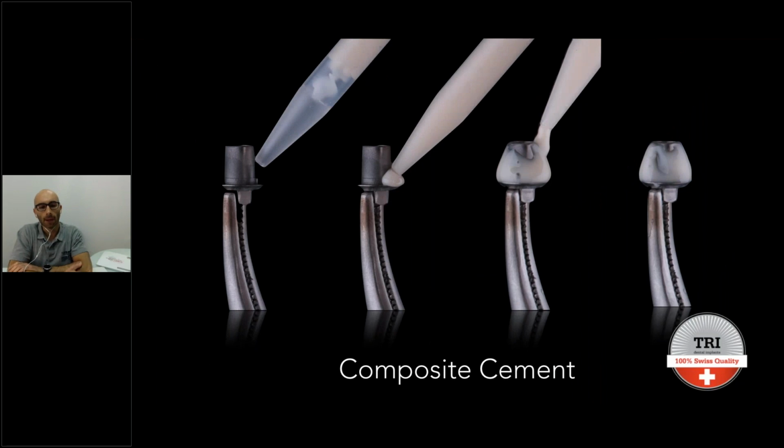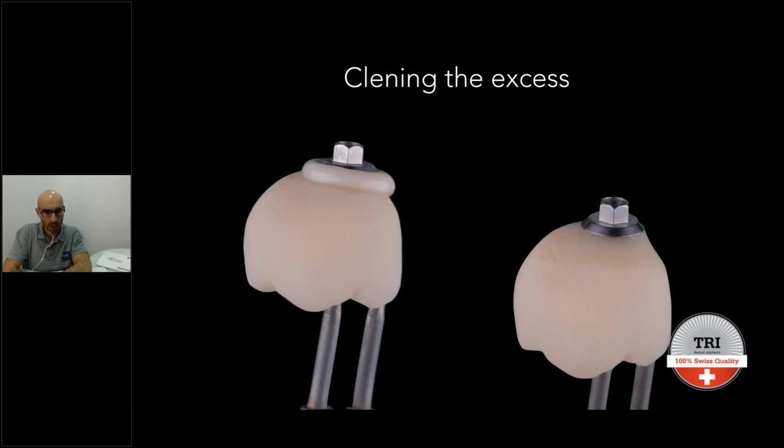Then we apply the cement. Usually we use the same cement that the dentist uses in the mouth, a dual composite cement, so auto and photo polymerizable. We apply it 360 degrees around the T-base, the titanium base. We check that the titanium base is completely covered. Then we put the crown onto the titanium base. We clean the excess before polymerization, because the design is so precise. As you can see, the T-base has a perfect fit, so it is also very easy to clean.